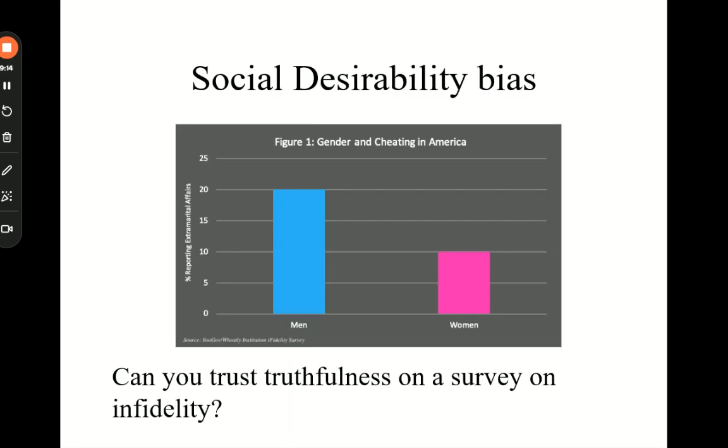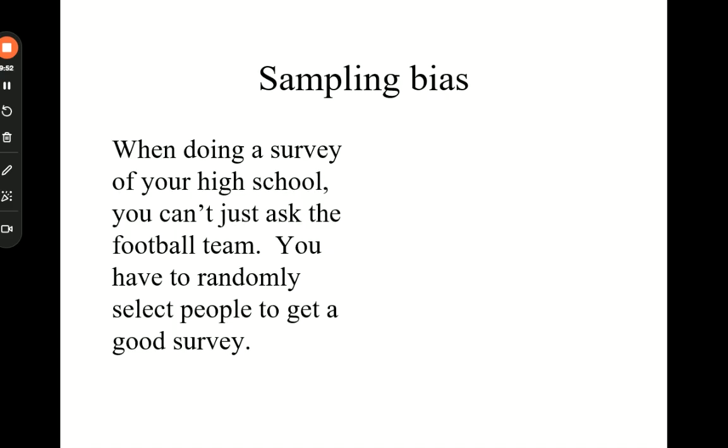For example, think about infidelity. 20% of men admit to an infidelity while 10% of women do. So does this difference mean that somebody's lying? I don't know. But the point is, can you trust people to tell the truth in a survey on infidelity or sexual orientation? So anyway, we call that social desirability bias. All right, moving right along.